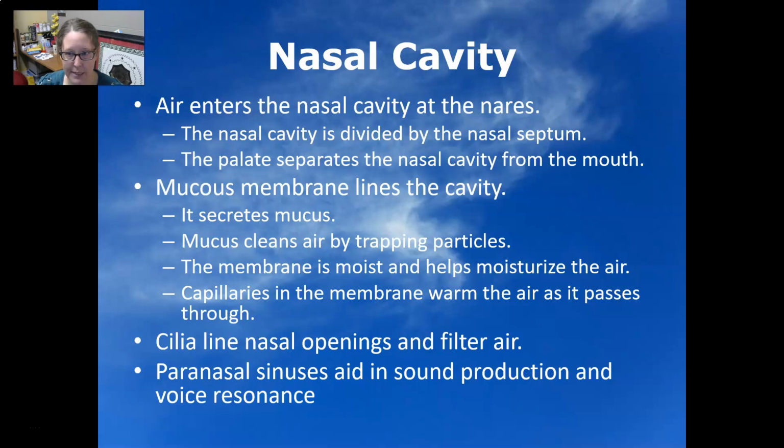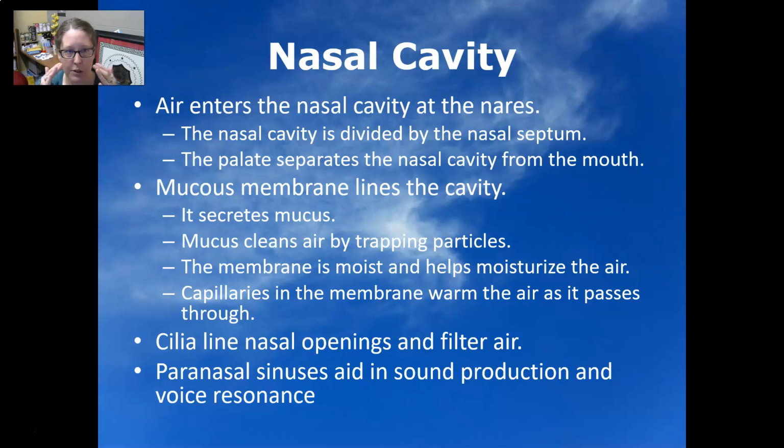The mucous membrane lines the cavity. It secretes mucus. We all know that when we blow our nose or cough. And the point of mucus is to clean the air by trapping particles. The nasal membrane is moist and helps moisturize the air as you breathe in through your nose. The capillaries in the membrane also warm the air as it passes through.